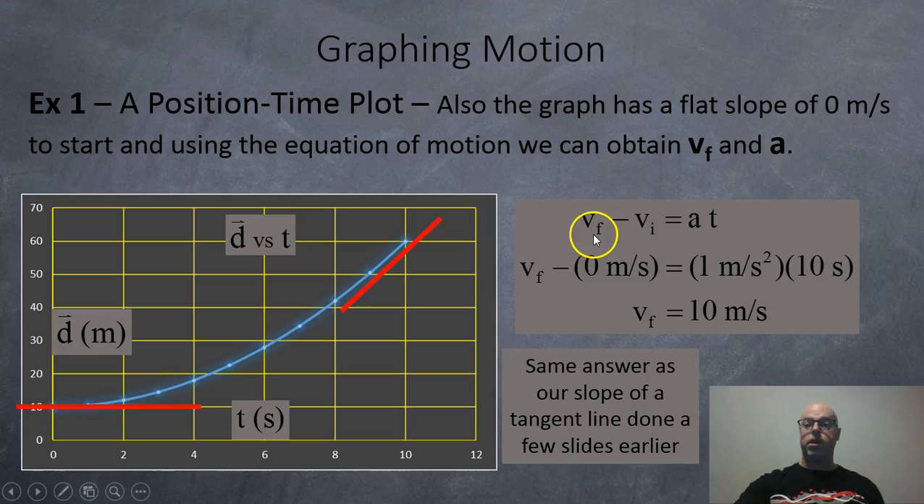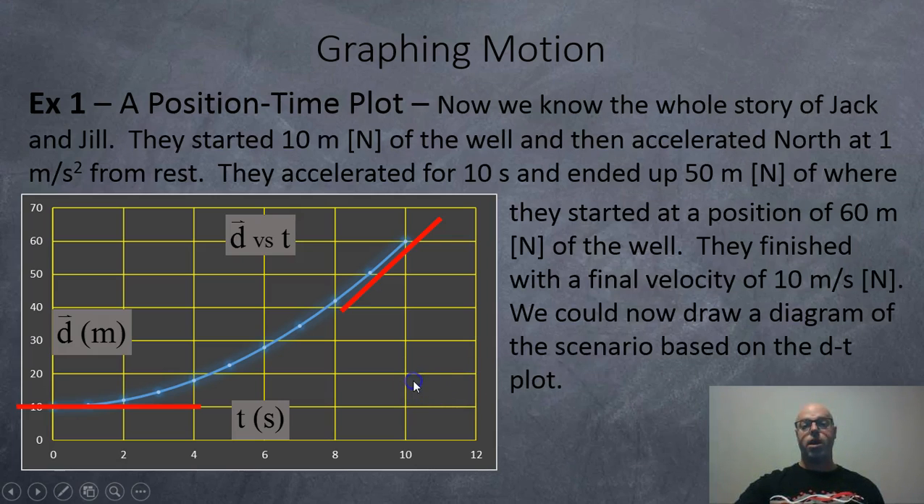We can also use a formula, now that we know the acceleration is 1 meter per second squared, to find the final velocity. So our final velocity, this steep line right here, subtract 0 meters per second, our initial velocity right here, is equal to 1 meter per second squared from our previous slide, times 10 seconds. And we get a final velocity of 10 meters per second, which is the same answer as the slope of our tangent line from a few slides before.